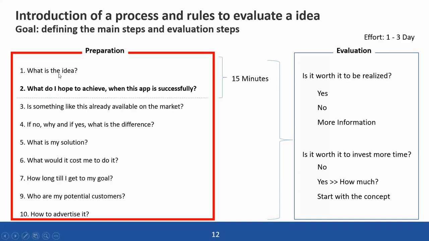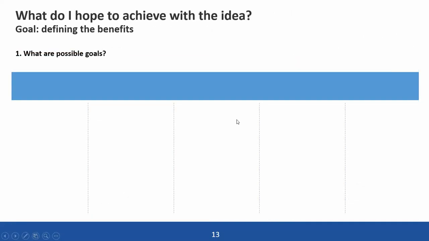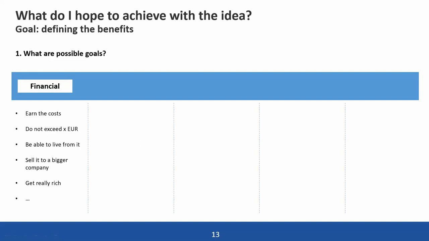When I had thought really about my idea, I think you can see it took only 5 to 10 minutes. The next step, I hope to achieve, is to check what I want to achieve, what are possible goals that I want to achieve with my idea. There are a lot of groups of goals that you can think of. They're financial goals. I want to earn my costs.